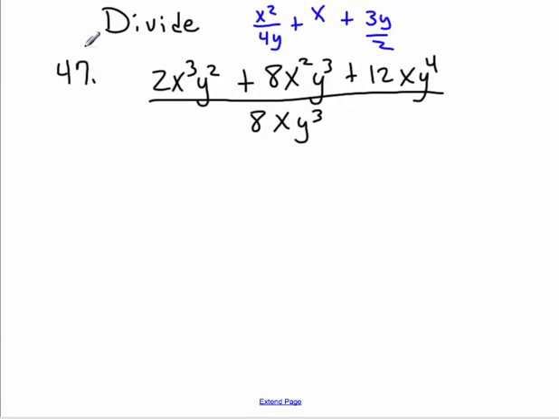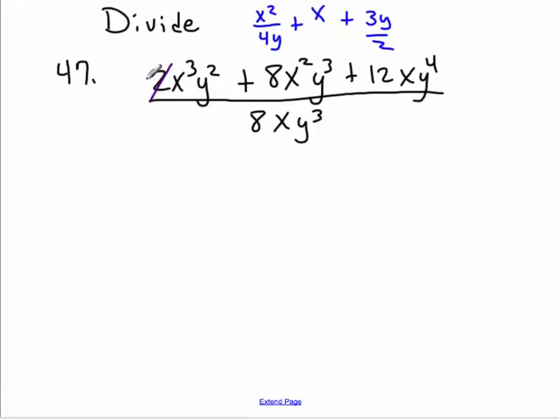Divide. Okay, so when they're asking us to divide this, we're not doing synthetic division or long division or anything else, but you're just looking for like terms that are in every one of these terms. And let's just look at the numbers. We have a 2, an 8, a 12, an 8. They're all even numbers, and so we can start canceling.